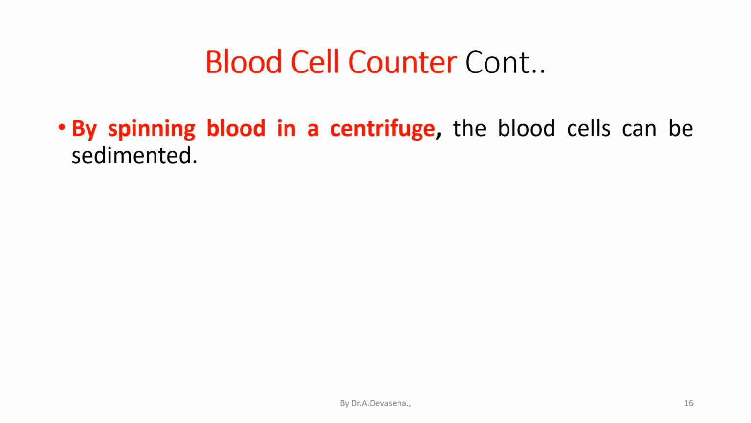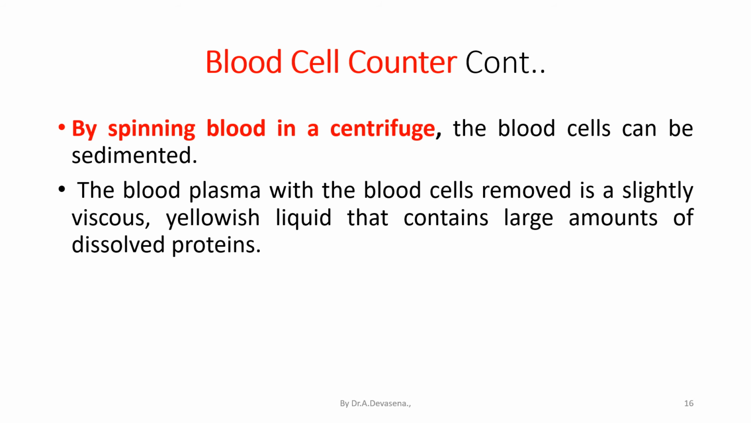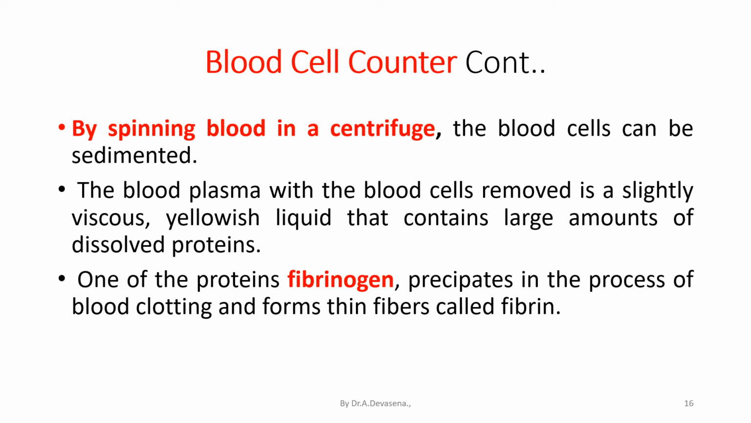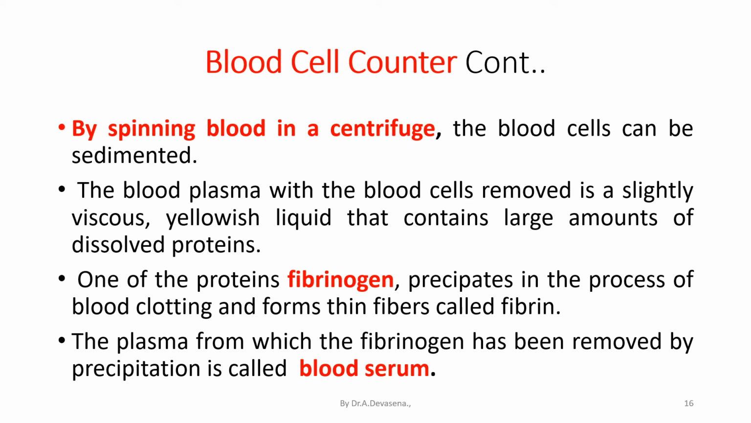By spinning blood in a centrifuge, the blood cells can be sedimented. The blood plasma with the blood cells removed is a slightly viscous yellowish liquid that contains large amounts of dissolved proteins. One of the proteins, fibrinogen, precipitates in the process of blood clotting and forms thin fibers called fibrin. The plasma from which the fibrinogen has been removed by precipitation is called blood serum.